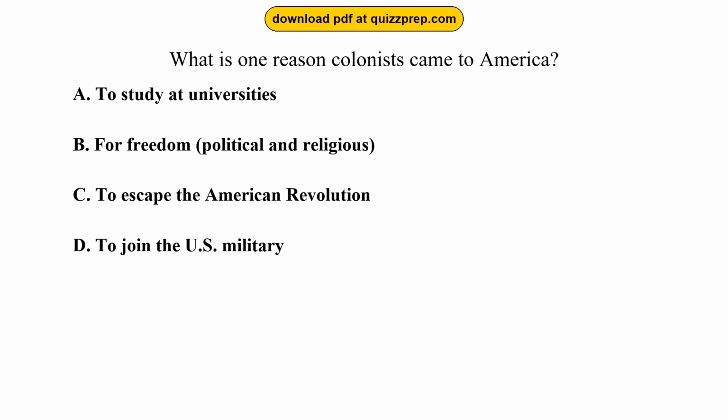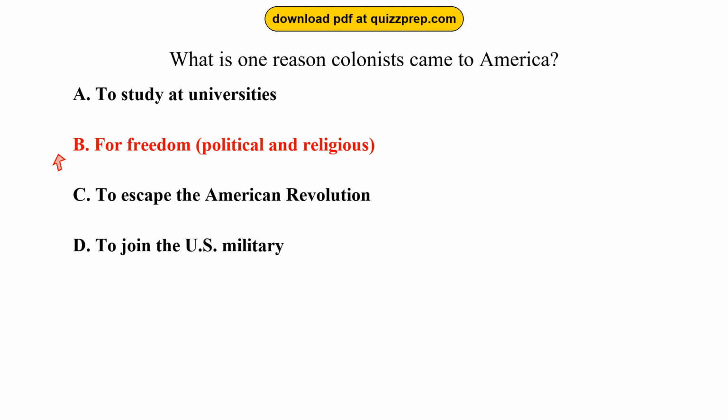Question 50. What is one reason colonists came to America? Option A, to study at universities. Option B, for freedom, political and religious. Option C, to escape the American Revolution. Option D, to join the U.S. military.